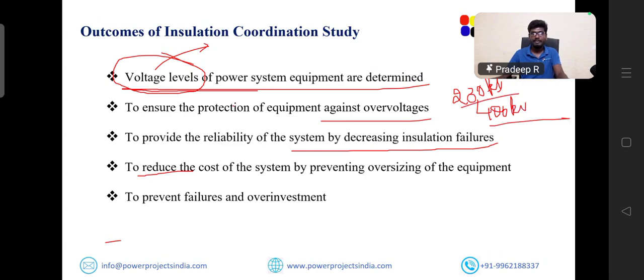after performing all these studies only, we have to select the proper rating of the surge arrester. We cannot select the surge arrester like, for 230, this rating will be okay. We cannot select it on our own wish. We have to perform this and select our protective devices, or else it will be oversizing. Upon oversizing, we know that the cost of the equipment will also be more, right? And additionally, this prevents failures and over investment.